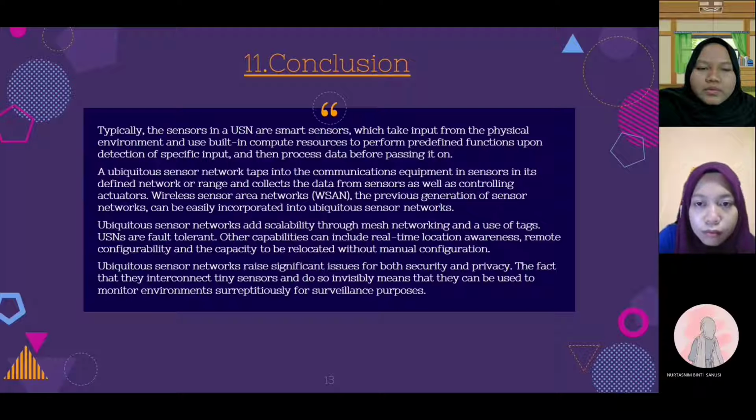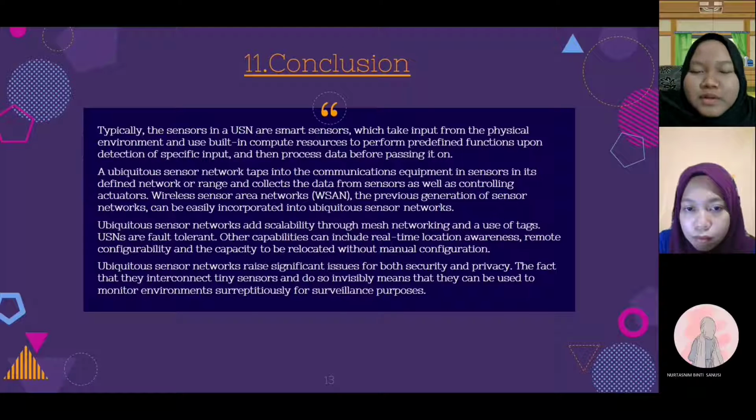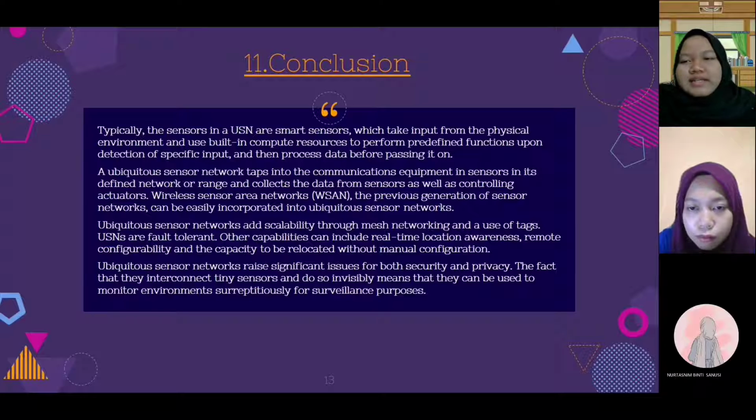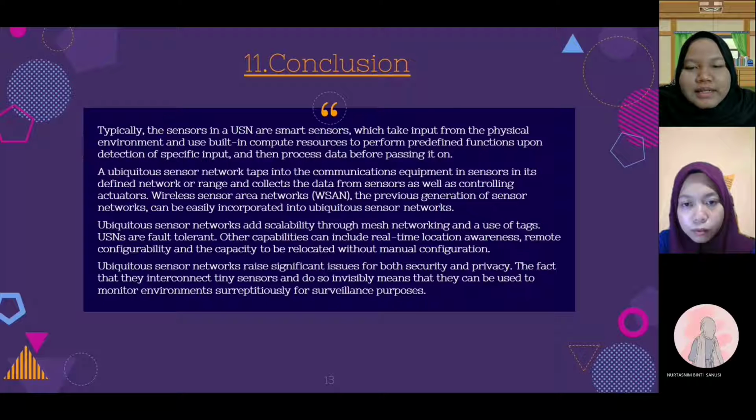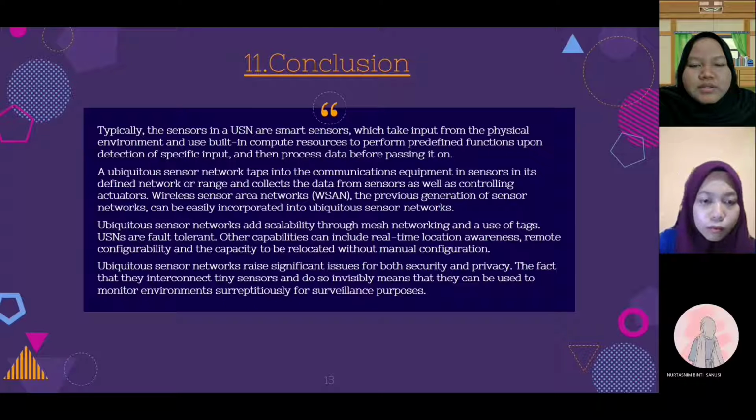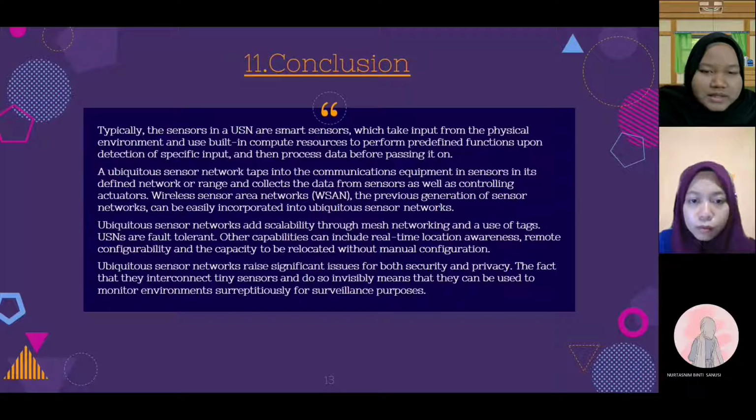Ubiquitous sensor networks raise significant issues for both security and privacy. The fact that they incorporate thin sensors and do so invisibly means that they can be used to monitor environments subconsciously for surveillance purposes.